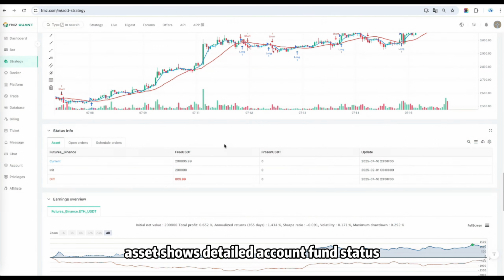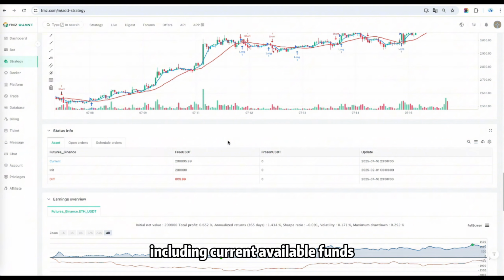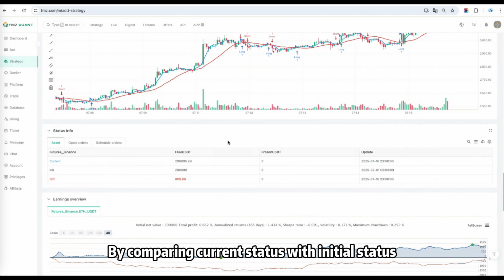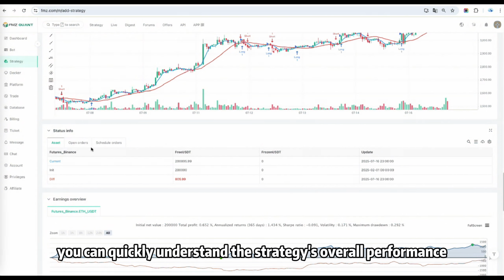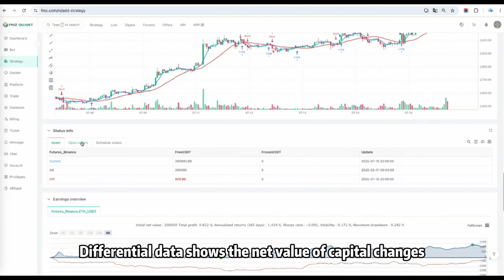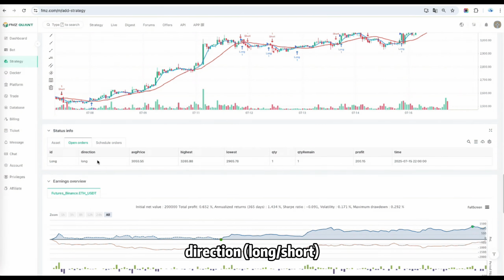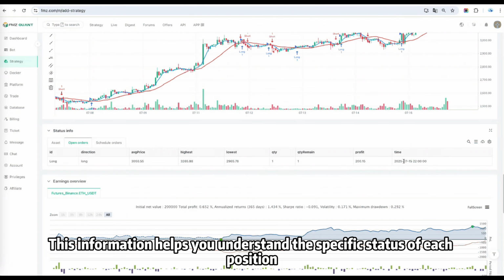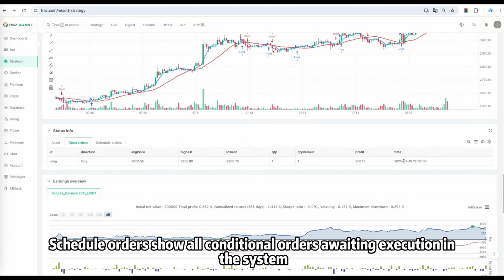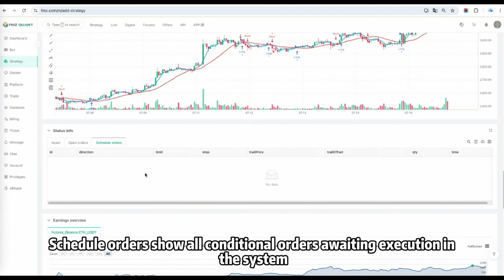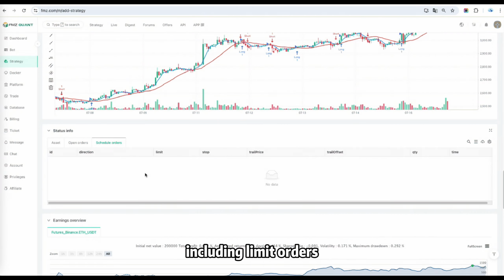Asset shows detailed account fund status, including current available funds, frozen funds, and data update time. By comparing current status with initial status, you can quickly understand the strategy's overall performance. Differential data shows the net value of capital changes. Open orders show detailed information for all current positions, including order ID, direction, long or short, average price, highest price and lowest price, quantity, remaining quantity, current profit and loss, and opening time. This information helps you understand the specific status of each position. Schedule orders show all conditional orders awaiting execution in the system, including limit orders, stop-loss orders, trailing stop orders, etc.